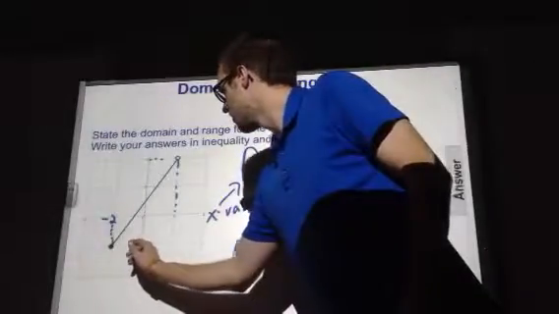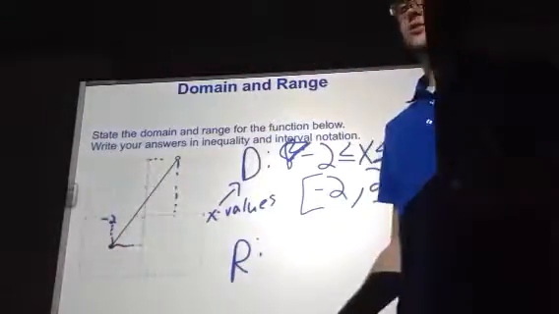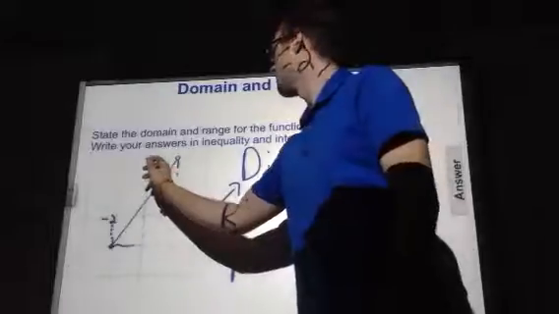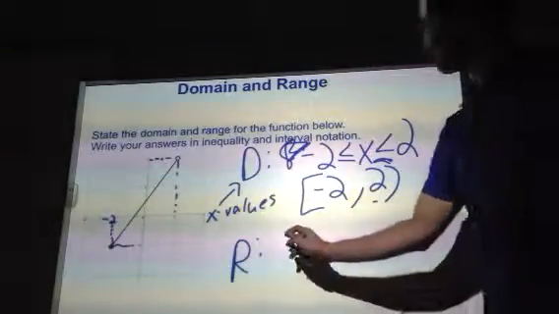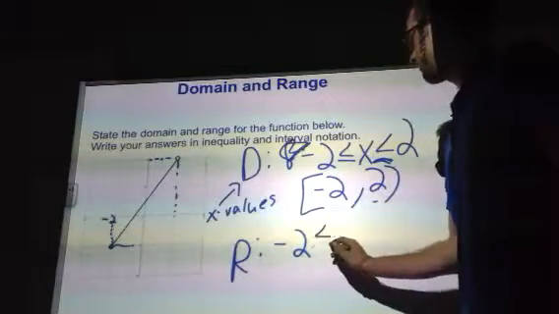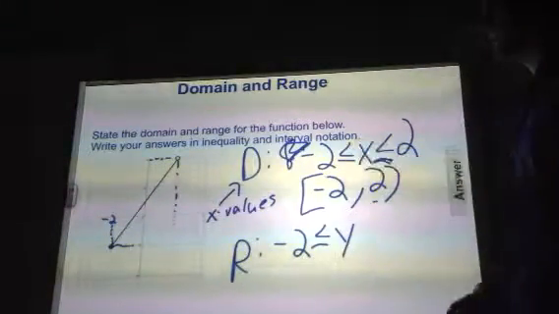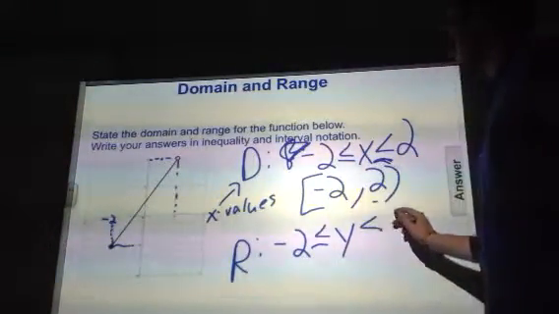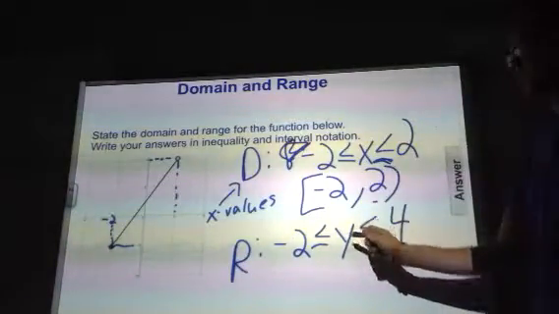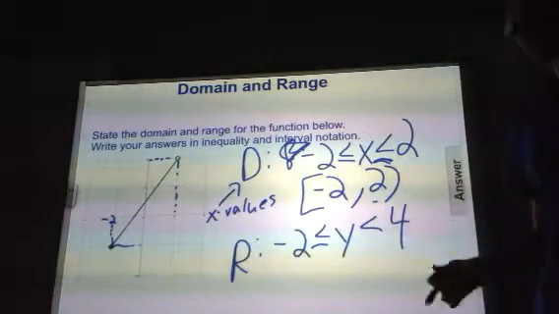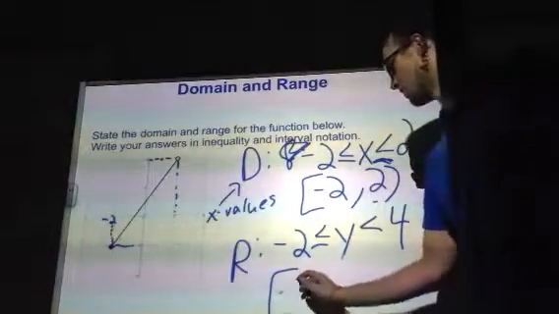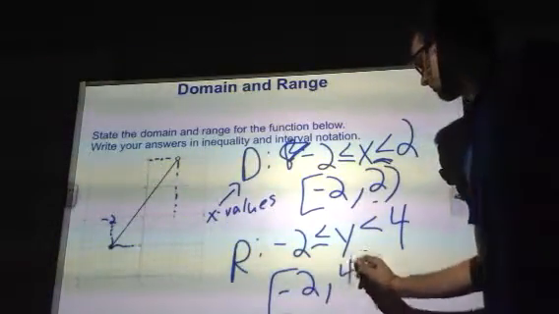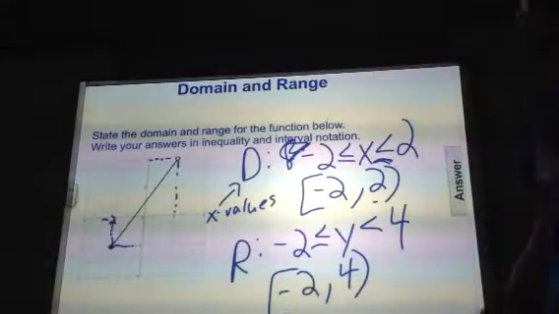Alright, now for our range, remember, for range we're looking at y values. So for the range, we're going from -2, that's the lowest y value on the graph, all the way up to 4, that's the highest y value on the graph. So we go from -2, and we include -2, it's a closed circle, and we go up to 4. Notice we use y now for our range, because ranges are y values. So now putting that in interval notation, we want to include -2, we're going up to 4, we don't want to include 4, so we use a parenthesis.